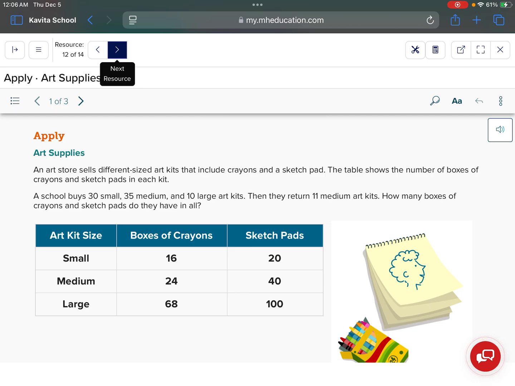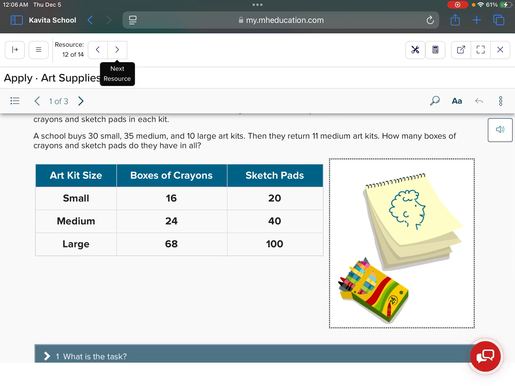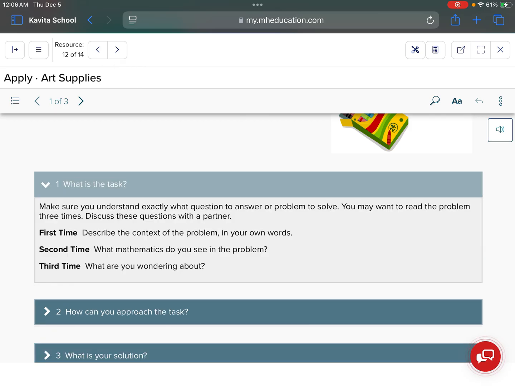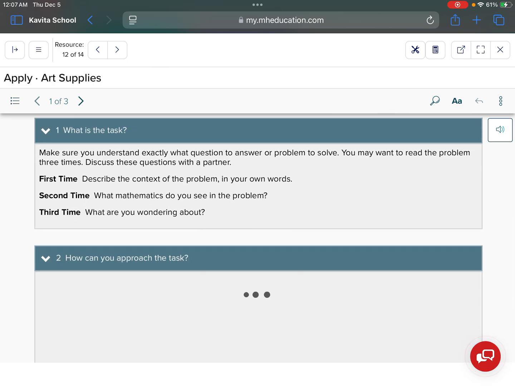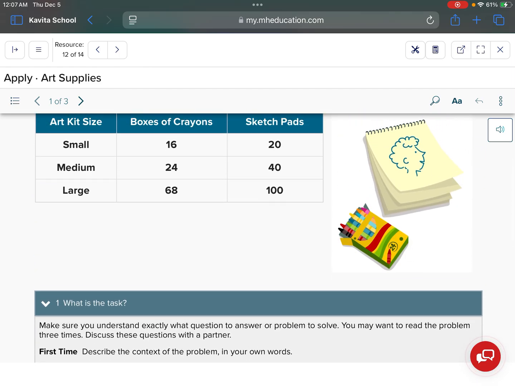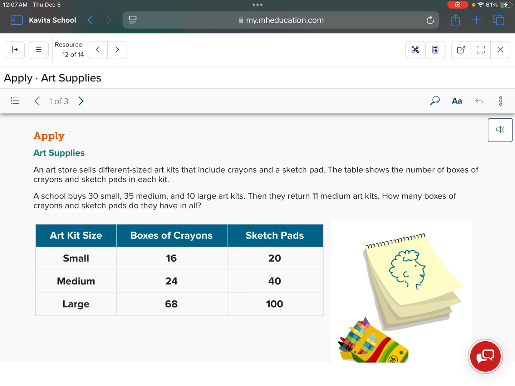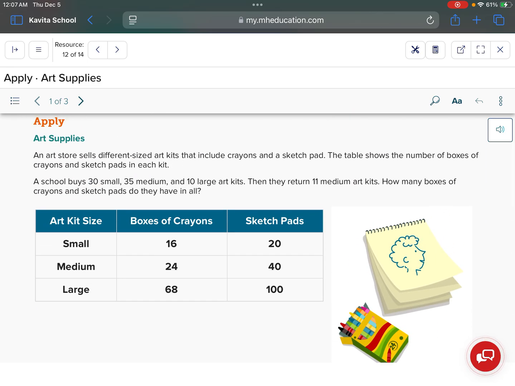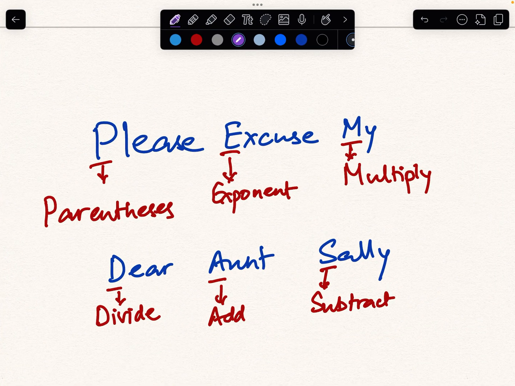Now the table here shows how many boxes of crayons and sketch pads are in each of the different size boxes. So I'm going to have to move this over to, let's see. What is the task? Make sure you understand exactly what question to answer or problem to solve. How can you approach the task? Let's see whether they have anything for us here. What strategies can be used? Because there's a different number of boxes and sketch pads in these, I'm going to separate the two. I am going to move on to my notepad to continue working on this problem.